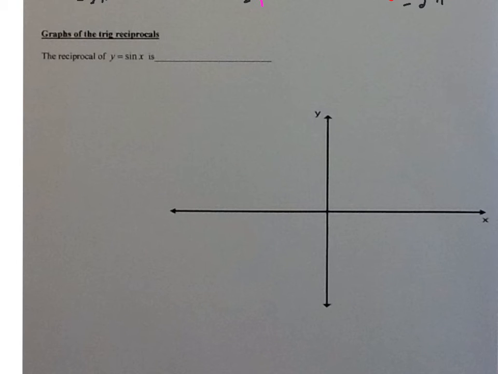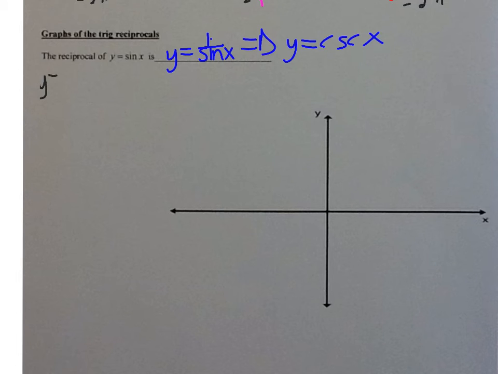Okay, so let's talk about the reciprocal. The reciprocal of y equals sine x. Remember, reciprocal means to flip the fraction. So the reciprocal of y equals sine x is y equals 1 over sine x. But remember, 1 over sine x has a special name, and that is cosecant. So this is y equals cosecant x. All right, so this is what we're graphing, y equals cosecant of x.